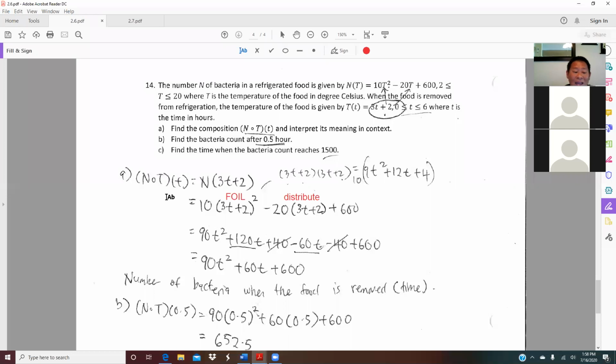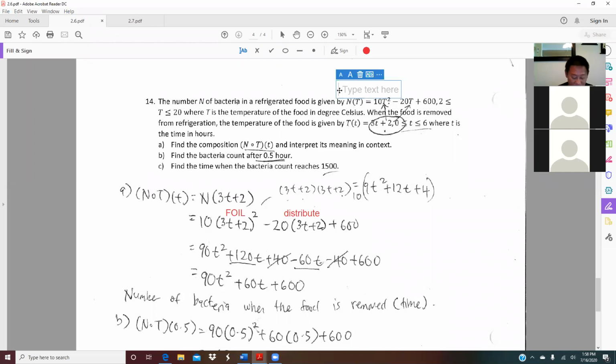And what does this N(T(t)) mean? This is actually N, the number of bacteria over time, because this little t here now is time. This N(T), with the capital T, is actually the number of bacteria based on temperature. And this new function that you find, N(T(t)), is going to be a number of bacteria based on time. So this t is time, this capital T is temperature.